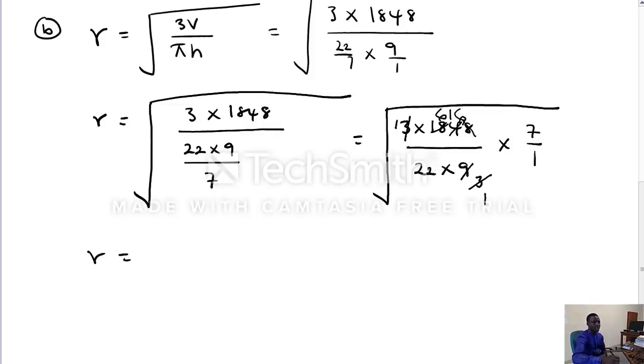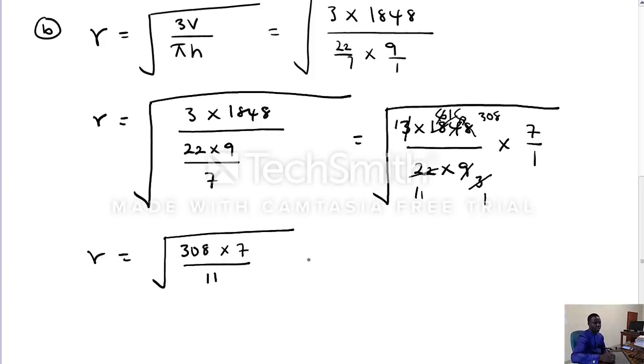Also, 2 can divide 22 and 616. 2 into 22 is 11. 2 into 6 is 3. Into 1 is 0, remainder 1. Into 16 is 8. So that this becomes square root of 308 times 7 divided by 11. Let me see if 11 can go into 308.